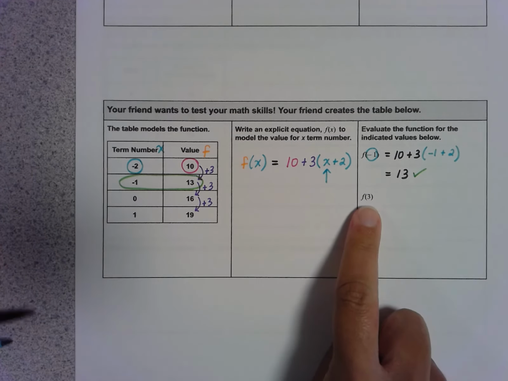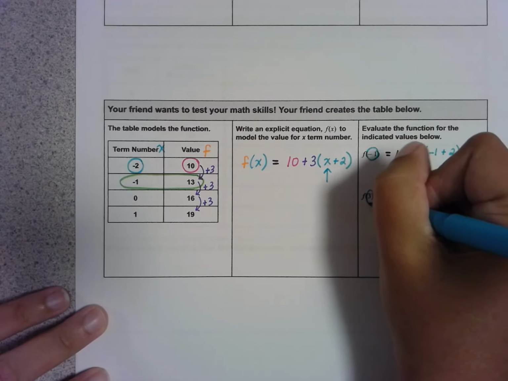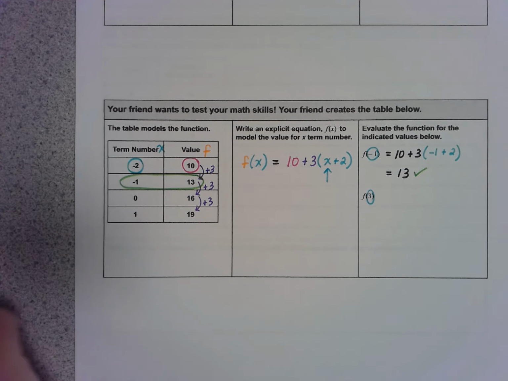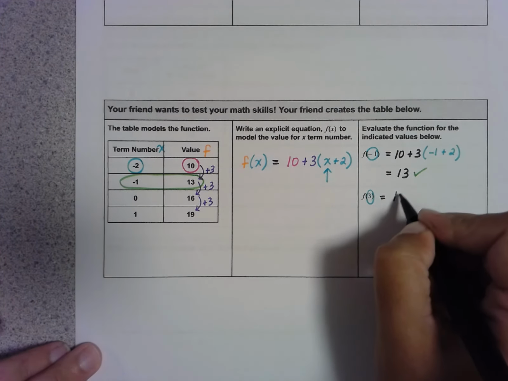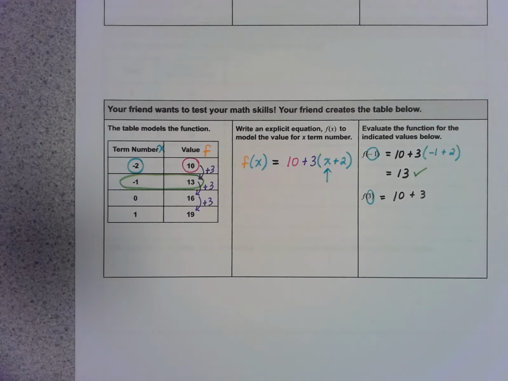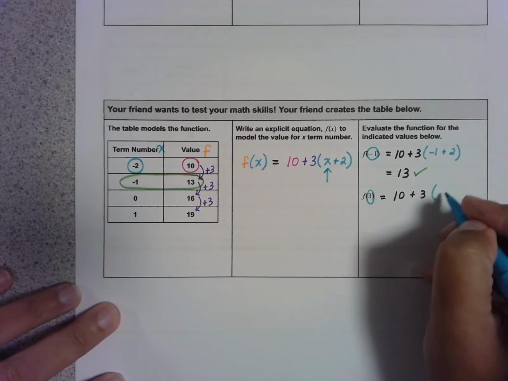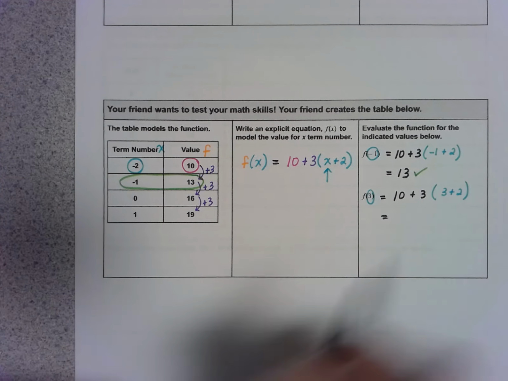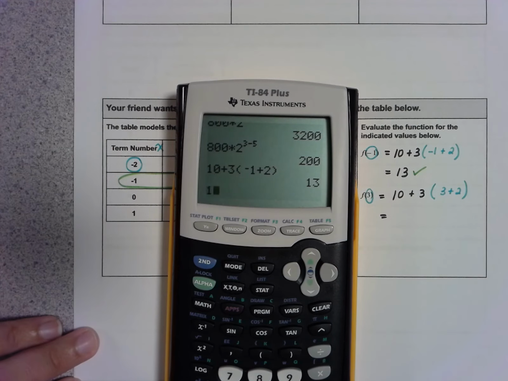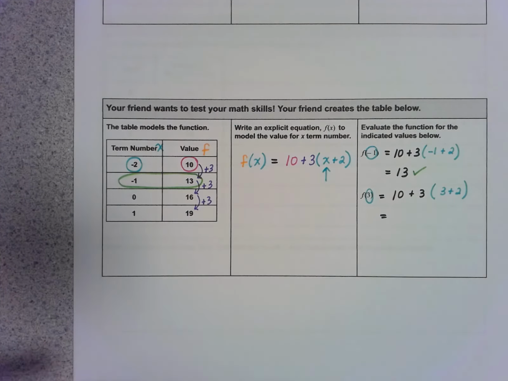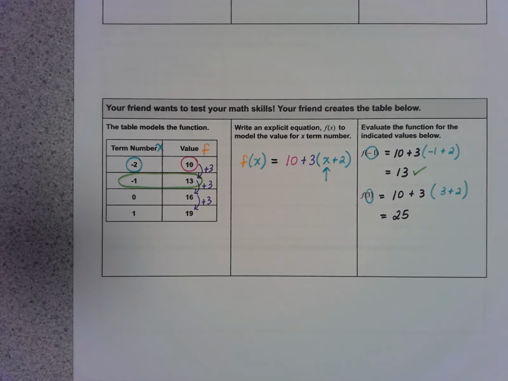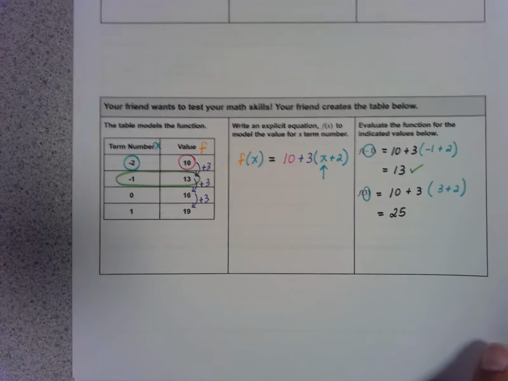I could also use this to predict a value that's not in my table. So I can see here I'm asked to find f of 3, which means the input should be 3. This table does not go up to 3. So I could predict what was going to happen by plugging in the number 3, 10 plus 3, parentheses 3 plus 2. Now that means in my calculator, I'm going to type in 10 plus 3, parentheses 3 plus 2, which is 25. So I predict that when the input is 3, my output would be 25.